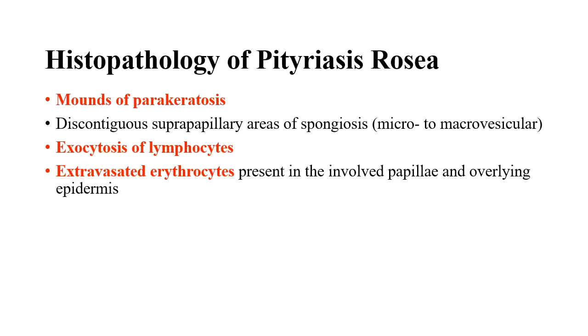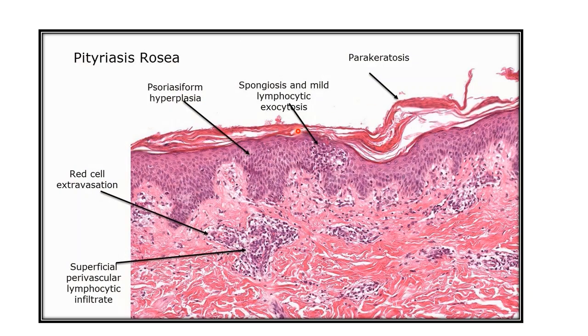Their histopathology shows mounds of parakeratosis, discontiguous suprapapillary areas of spongiosis, exocytosis of lymphocytes, and extravasated erythrocytes in the involved papillae and overlying epidermis. Here we can see the mounds of parakeratosis. There is psoriasiform hyperplasia, spongiosis and mild lymphocytic exocytosis is seen. Superficial perivascular lymphocytic infiltrate along with red cell extravasation is also seen.